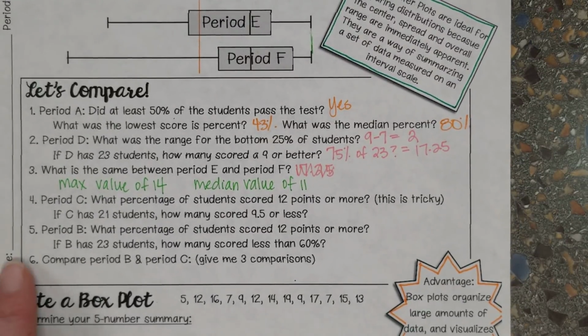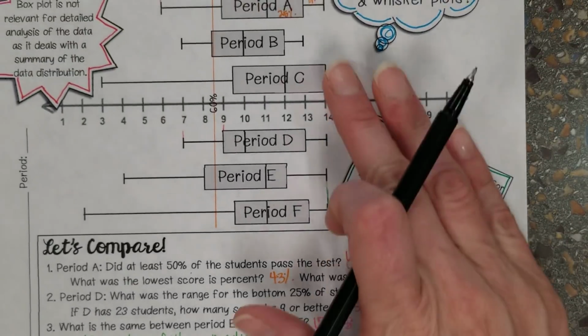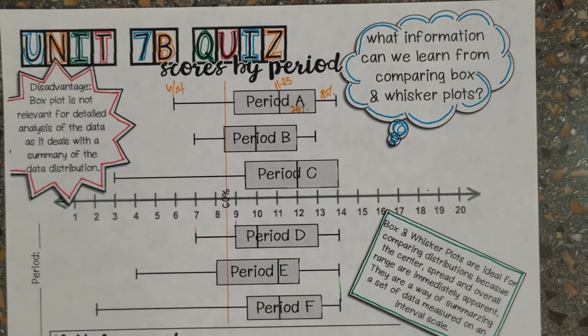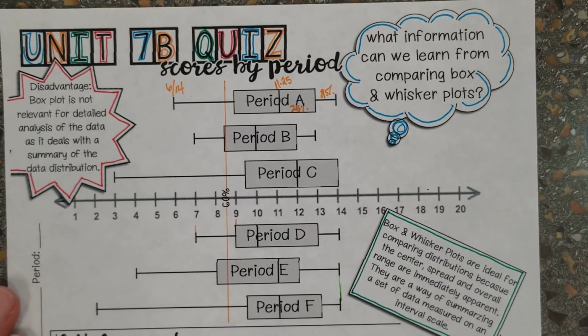Now we're here on number 4, and we're going to be talking about period C, so I have to move this up, so you'll just have to follow along on your notes and not see me write. All right, so for question 4, it says, what percentage of students scored 12 points or more? Hint, this is a little tricky.